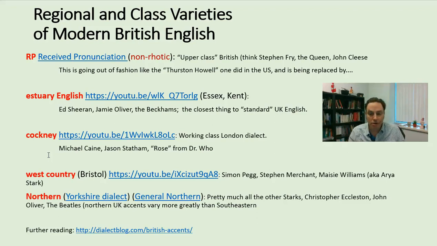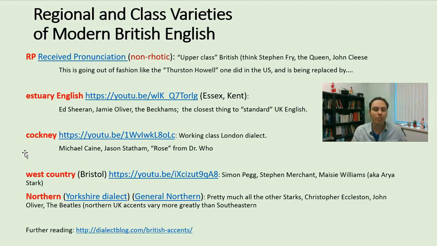There's also the West Country accent. We talked a bit about that in the American one, but that's the one where you pronounce your R's more heavily, and there's various versions of it. Simon Pegg, Stephen Merchant, and Maisie Williams, who plays Arya Stark, all speak examples of West Country. If you click on these links, you will find examples.